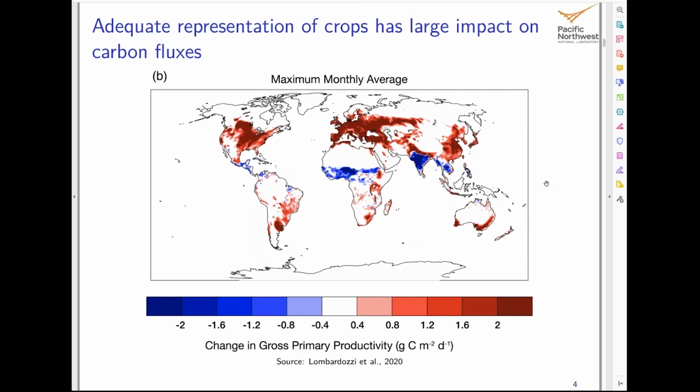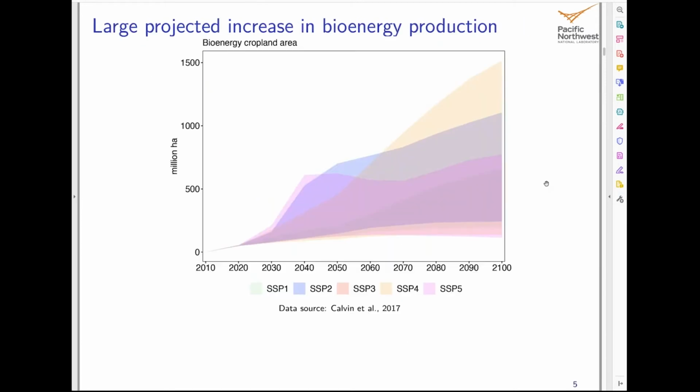Apart from representing crops that are currently grown a lot, like cereal crops across the globe, we also need to think about crops that may be grown a lot in the future. For example, we know that in the future, with increased demand for energy and the need for mitigating the impacts of climate change, there will be a large increase in bioenergy production. This figure shows the projected increase in bioenergy cropland area across the 5 different SSPs until the end of the 21st century. For almost all SSPs, we are seeing large increases in bioenergy cropland area.